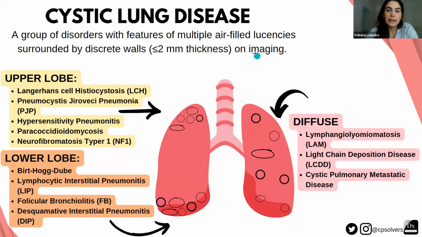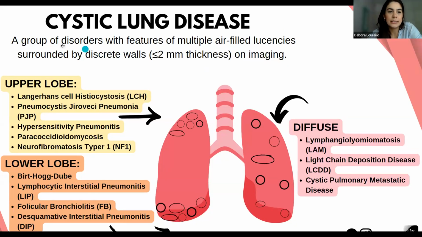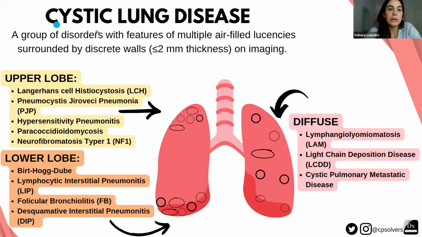Here, I tried to start with this schema that I created about cystic lung disease. What would be a cyst? A cystic lung disease is a group of disorders with multiple air-filled locules surrounded by discrete walls that are less than 2 millimeters in thickness, and we can see them on imaging.